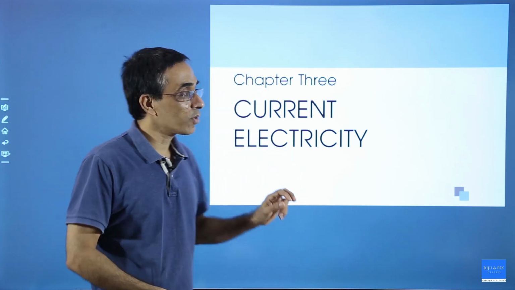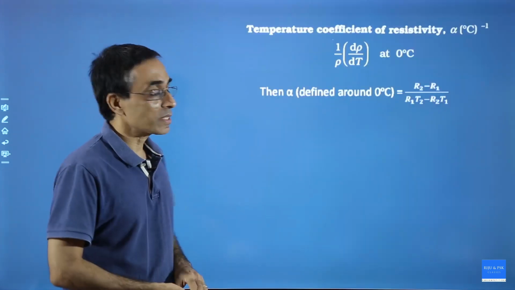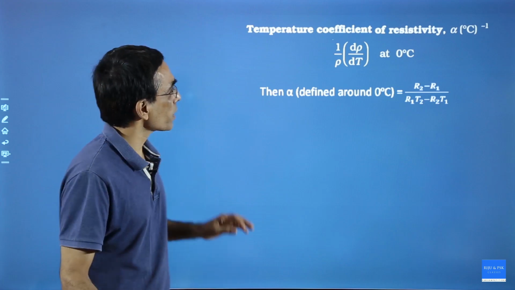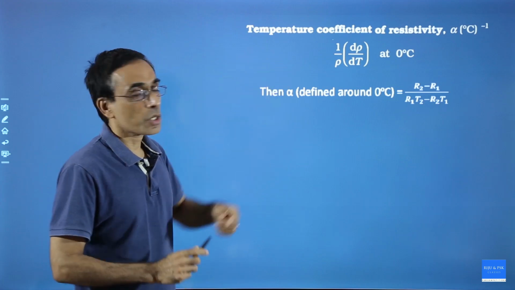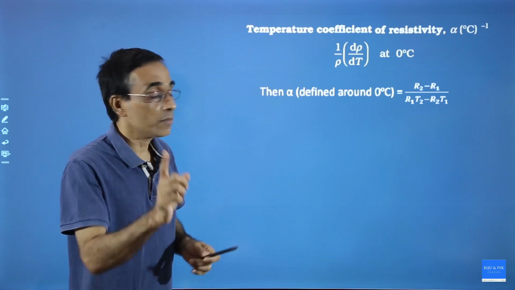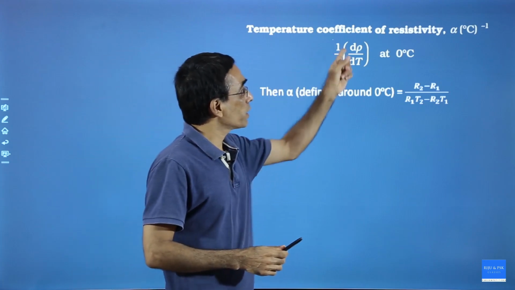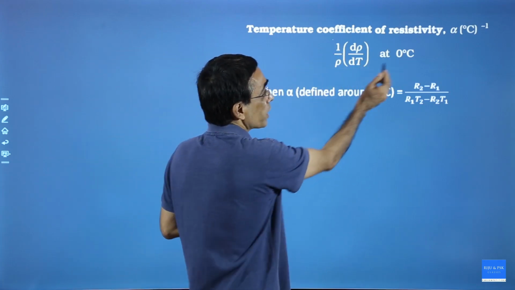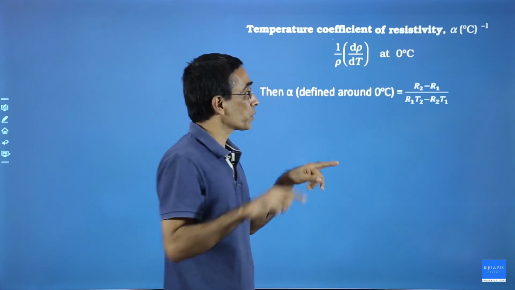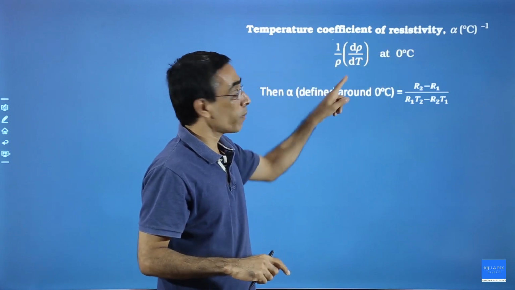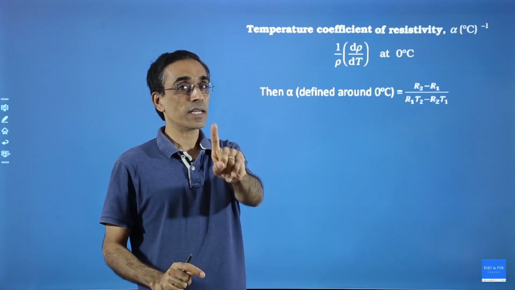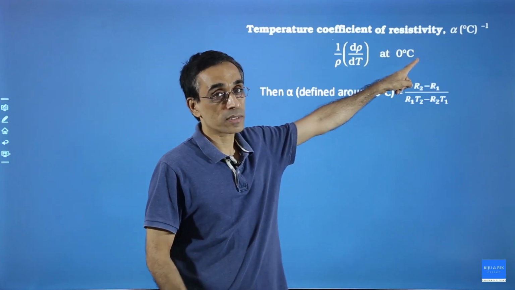Meanwhile, a small recap of what we have been doing in the last class. That was about resistivity and its variation with temperature. I introduced a term, temperature coefficient of resistivity, which we defined as 1 by rho d rho by dt, at 0 degrees Celsius. See, the definition does not have 0 degrees Celsius. What I mean to say is that 1 by rho d rho by dt can be defined at any temperature. Whatever value is given in the NCERT textbook is defined at 0 degrees Celsius.